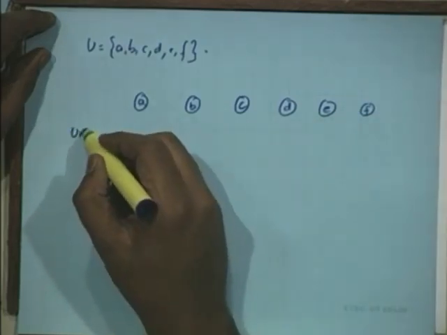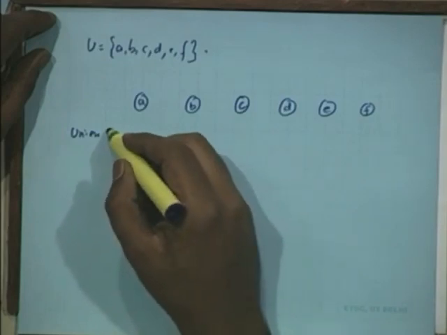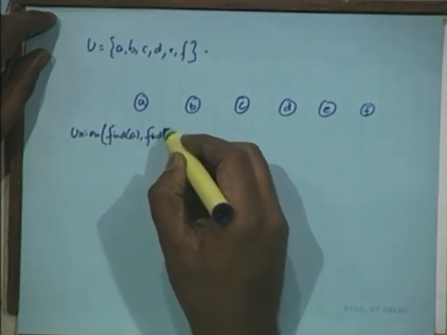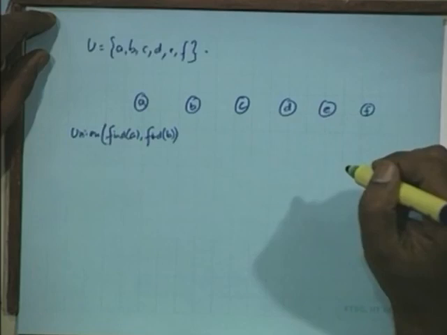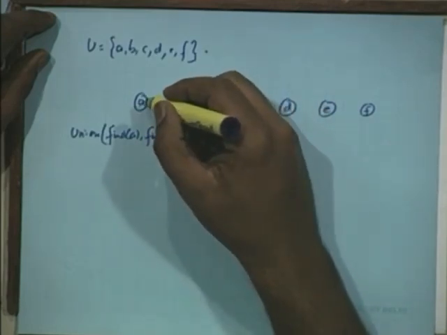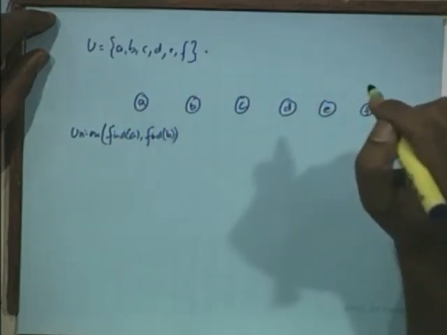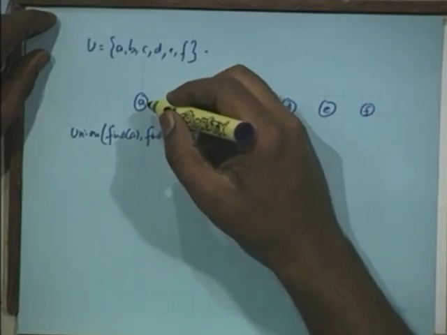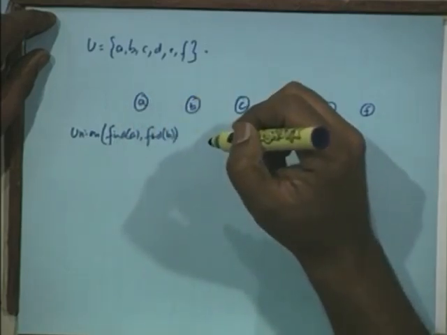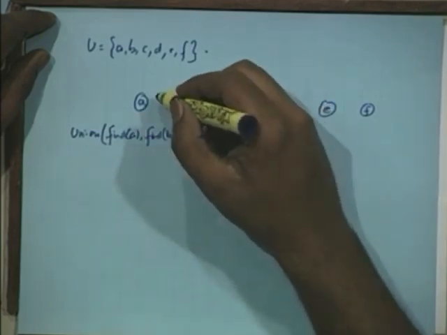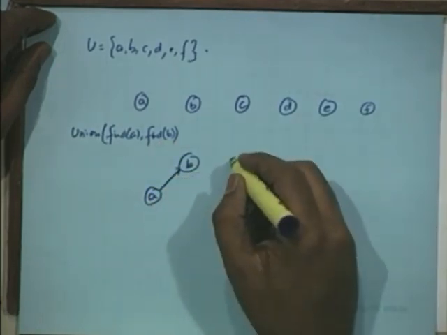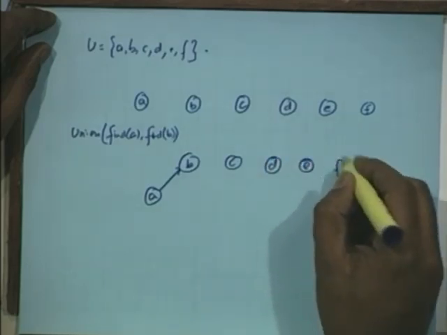Now suppose you say union of the set containing A and the set containing B. So you will say something like union find A comma find B. So what I am going to do is to make one of them point to the other, since each of these nodes has only one pointer or reference. So it has a data field and one reference field. Okay, so after I do this, this is what my collection looks like. These of course remain as they are.